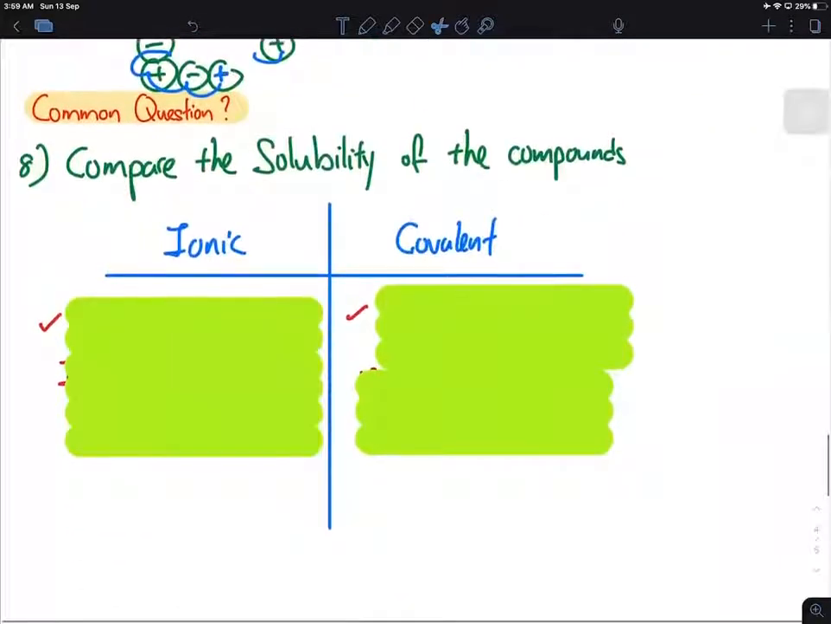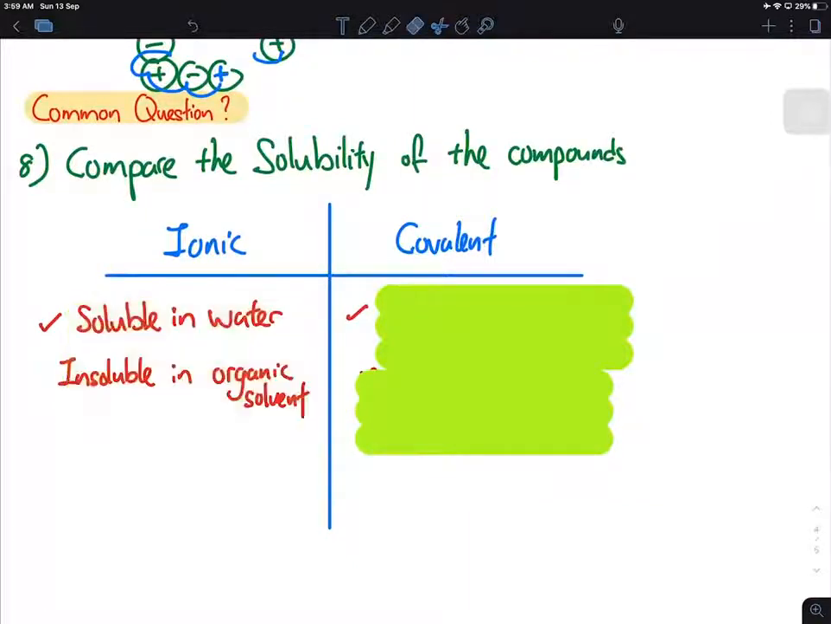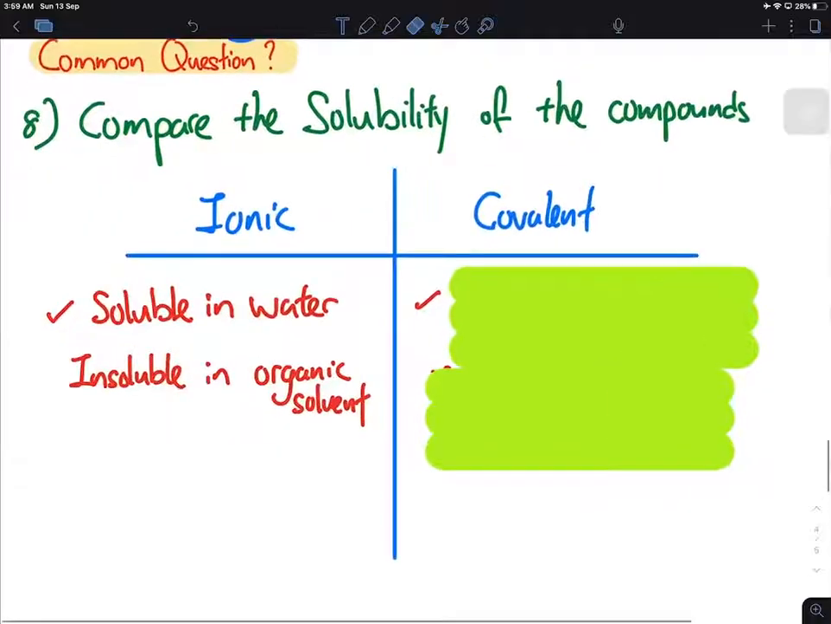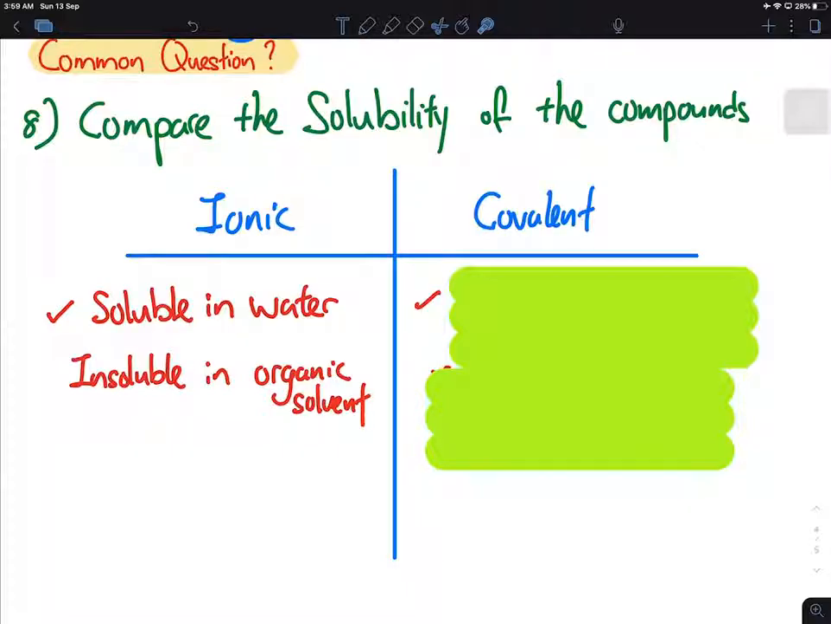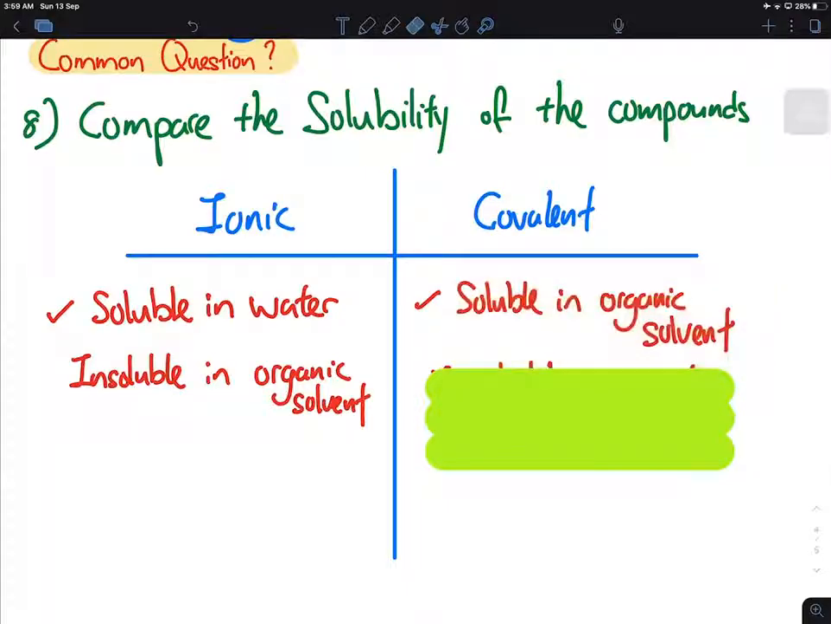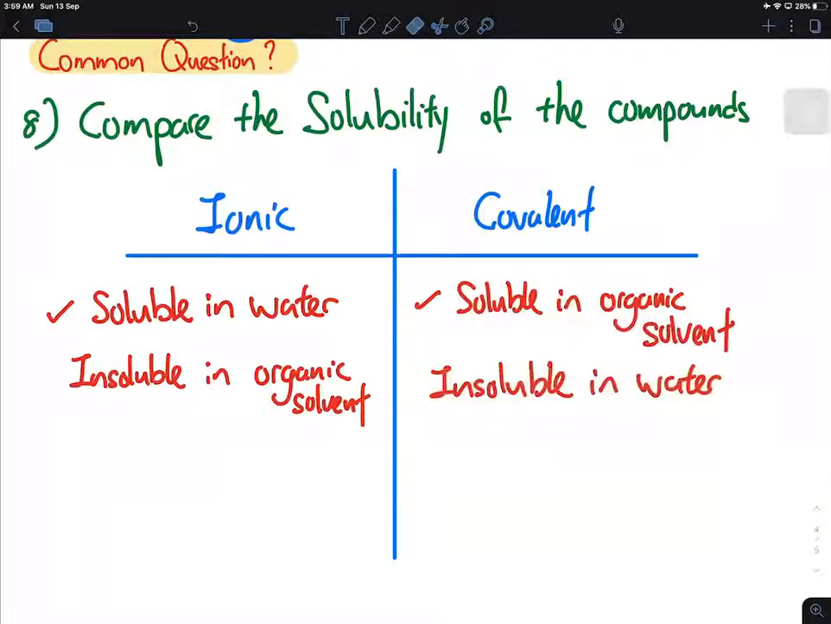And the last common question: compare the solubility of the compound. This is very easy. Ionic compound is soluble in water, but insoluble in organic solvent. Covalent is the opposite: it is soluble in organic solvent, but insoluble in water. So it is opposite.